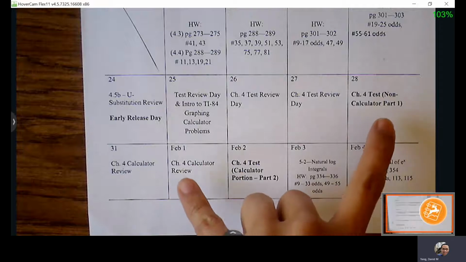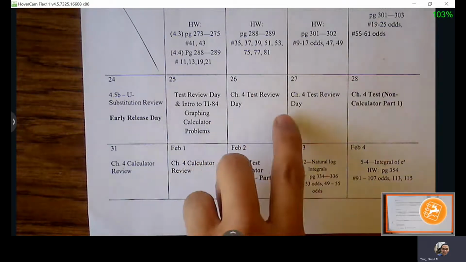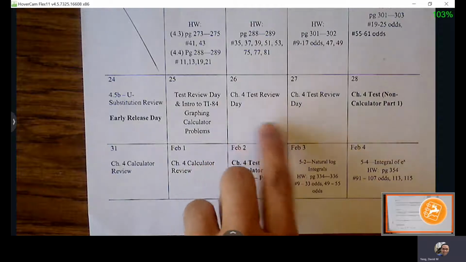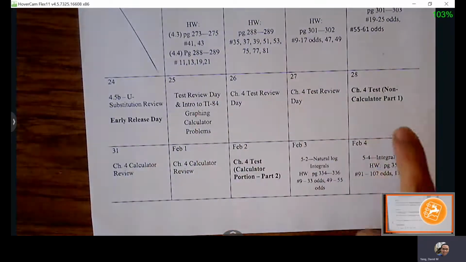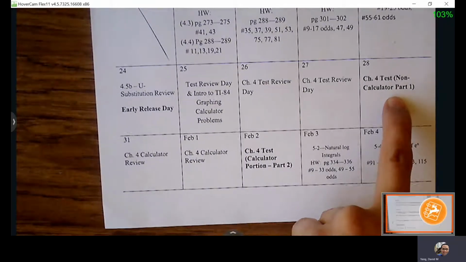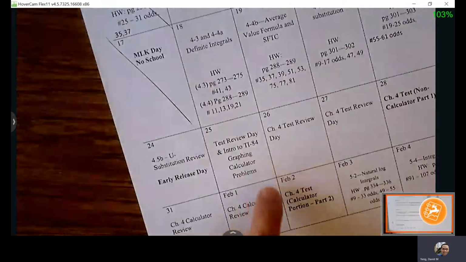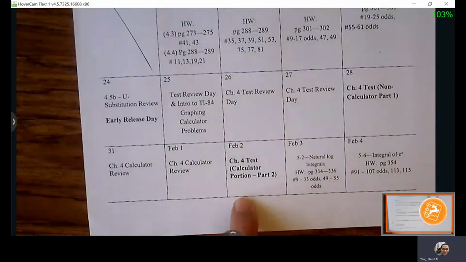So we're actually going to make this into a 2-part test. We're going to be sprinkling in some practice problems with graphing calculator as we review, but our focus is just going to be getting ready for our first portion test. And then we'll have 2 days devoted to the calculator type questions, and we'll have a test that following Wednesday.